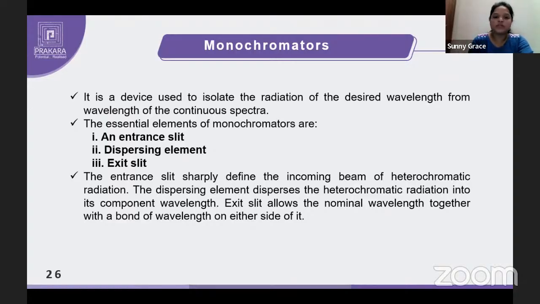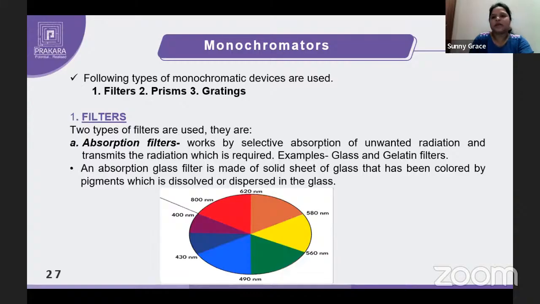So we will see about these dispersing elements, what the different types are. The following types of monochromatic devices are used: filters, prisms, and gratings. Depending upon the instrument, these devices are incorporated into the instrument. Coming to the filters, we have two types of filters: absorption filters and interference filters.